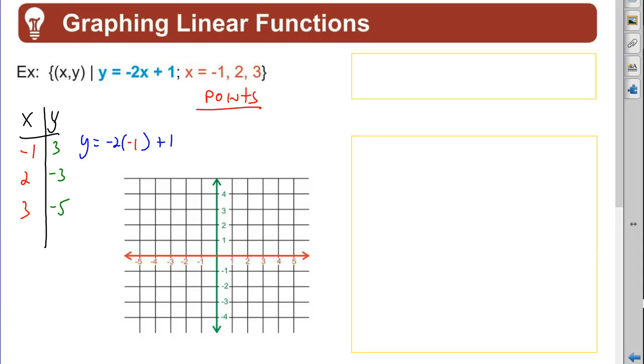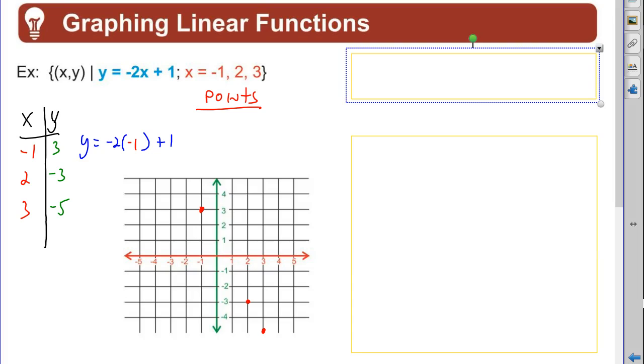Okay, so graphing these, I have a point at negative 1, 1 left, and 3 up. I have a point at 2 right and 3 down. And I have a point at 3 right and 5 down, which would be right about there. And again, no line between them because it's just points for the domain.